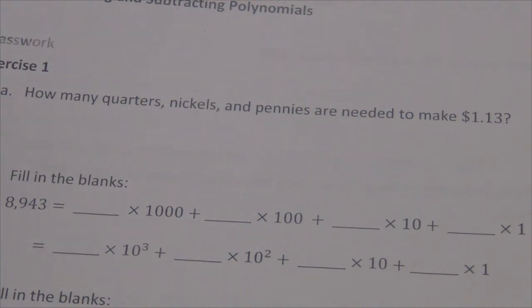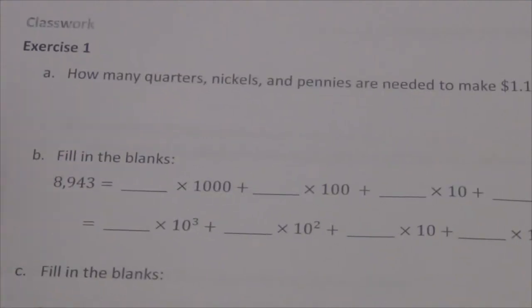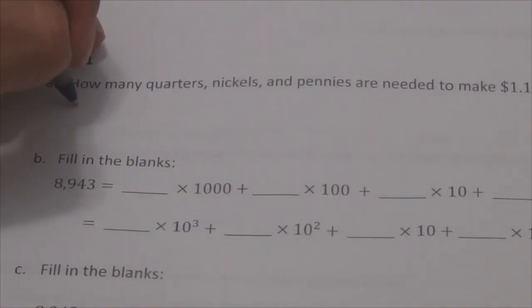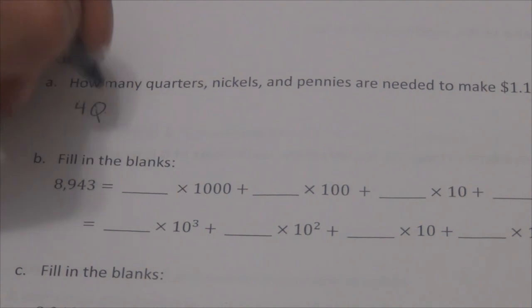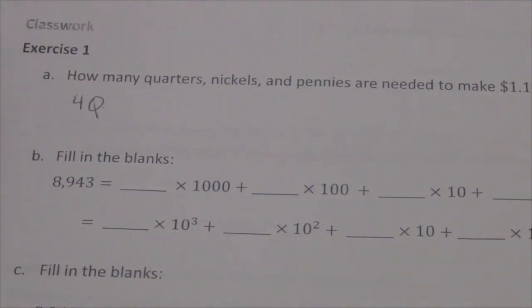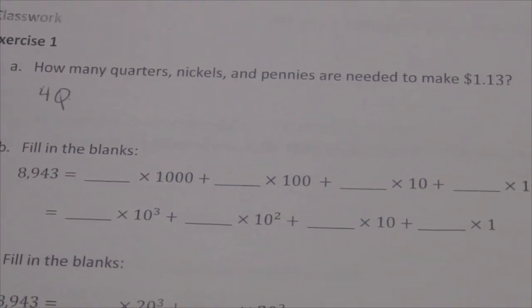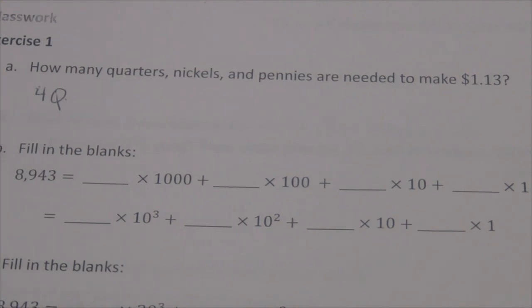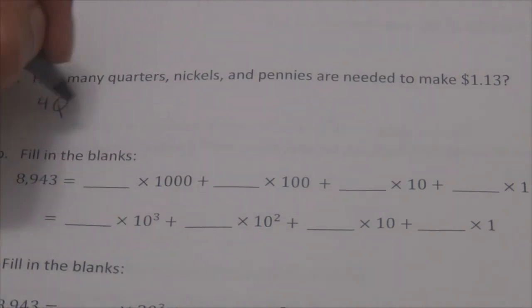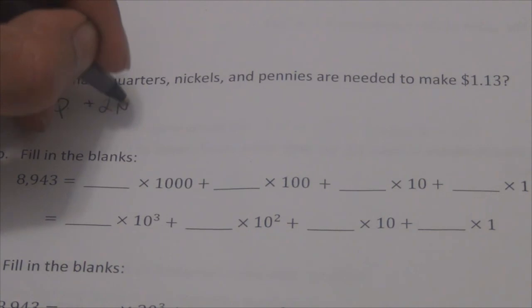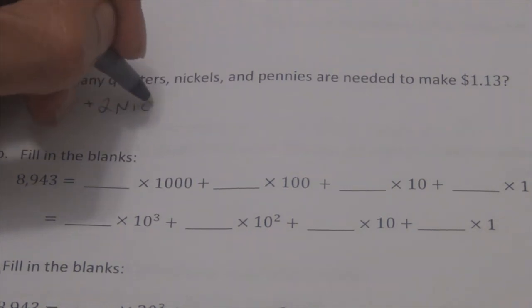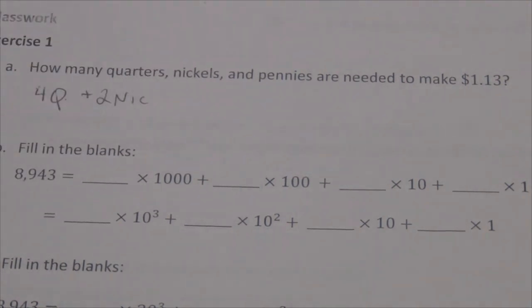So one of the answers could be, I don't know, 4 quarters. I guess 4 quarters make $1, right? So 4 quarters, you could write 4 quarters. Okay, 4 quarters, 2 nickels. How do you spell nickels?